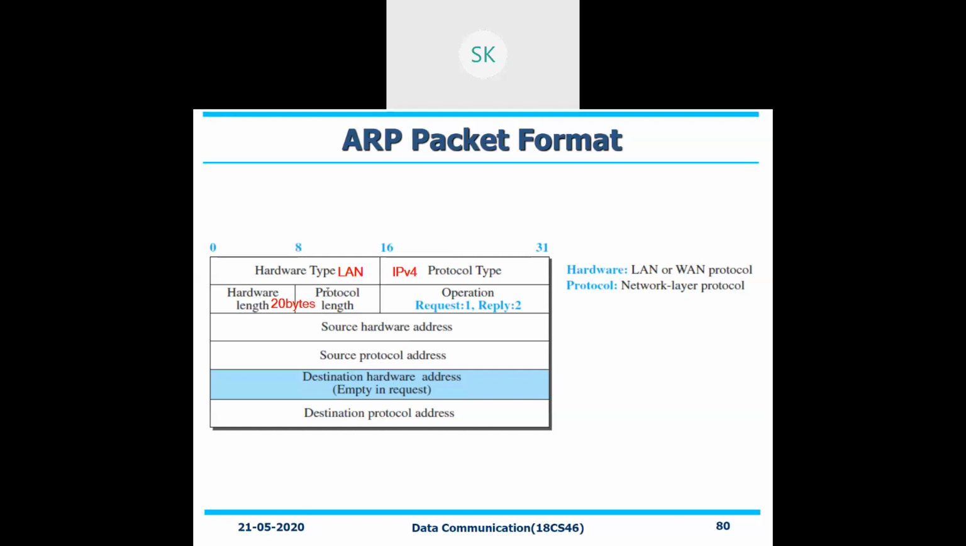Protocol length is based on the particular protocol that we are using. IPv4 means it will be 32 bit. Sorry, 64 bit, no, 32 bit. IPv4 is 32 bit, whereas IPv6 is 128 bit. So this is 32 bit.